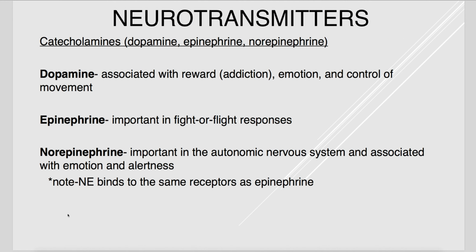Then I talked about the catecholamines, dopamine, epinephrine, and norepinephrine. Dopamine is really important for things like control of movement, like making movements smooth. Also really important for reward behaviors, addiction behaviors, emotion. Dopamine's a really important neurotransmitter, as we'll see with Parkinson's. Epinephrine, this is the primary fight or flight neurotransmitter/hormone. Really, really important. And then norepinephrine, also important in fight or flight responses, but also really important neurotransmitter in the autonomic nervous system. And I also noted that norepinephrine binds to the same receptors as epinephrine.